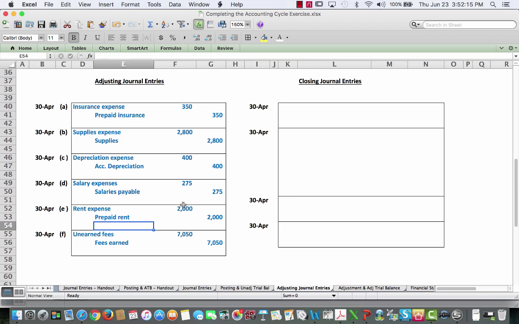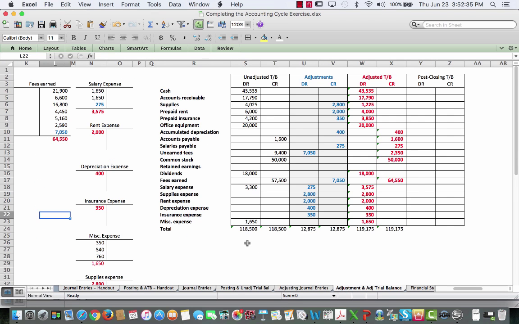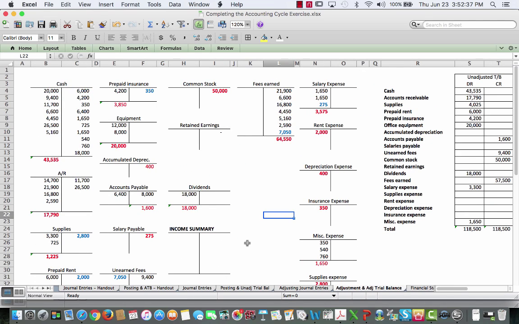So this is a portion of the prepaid rent that we used up. And then this is part of the unearned fees that we actually earned. One of our customers paid us in advance, and we earned a portion of our unearned fees. So these are called adjusting entries. From there, these adjusting entries would be posted to the ledger accounts again. So we're updating these accounts.